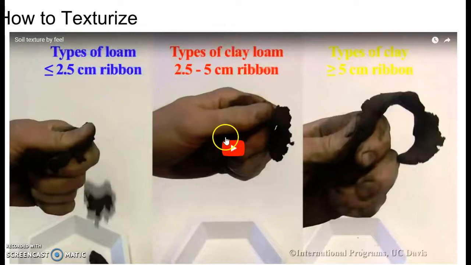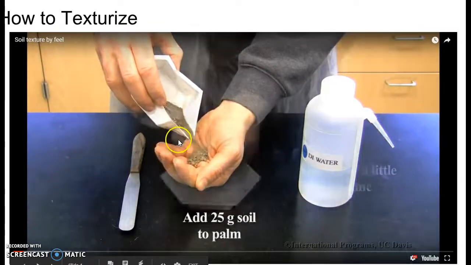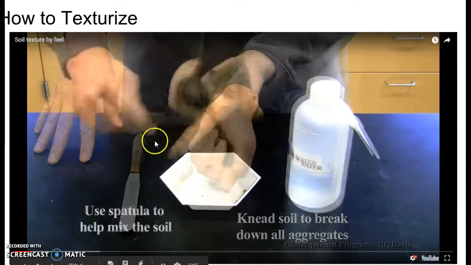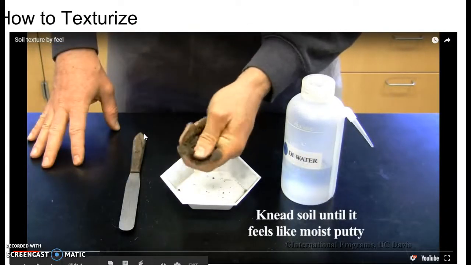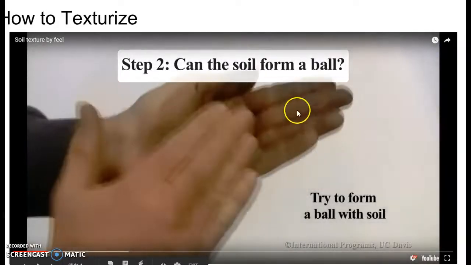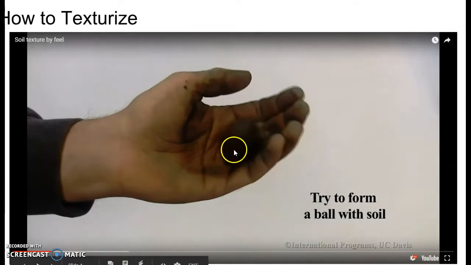Inside of this video, we'll have another video, and this video is going to further explain how to texturize soil. We will not be having all of these items, but we will be starting with about this much soil. You'll get the soil wet. As you get the soil wet, we won't use a spatula, but we will be working the soil into a ball. Step 2, can it form a ball? So you try to make a ball about the size of a golf ball inside your hand.